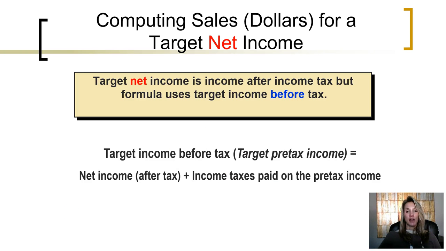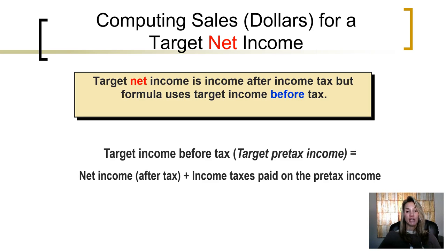So when we are using cost volume profit, initially we looked at calculating a break-even point. But as we know, most companies don't want to just break even and have zero net income. They actually want to earn a profit. So managers will often want to know what level of sales is required to earn a certain level of income.